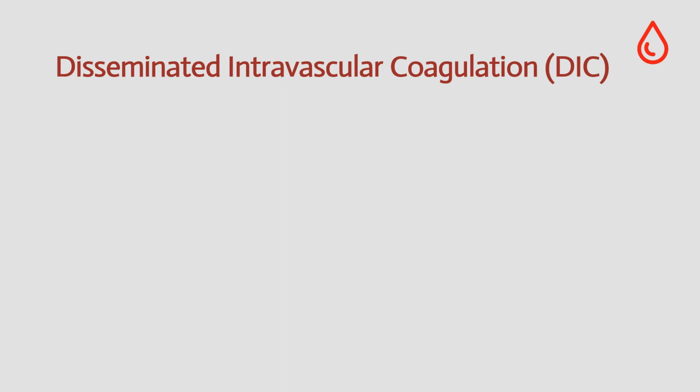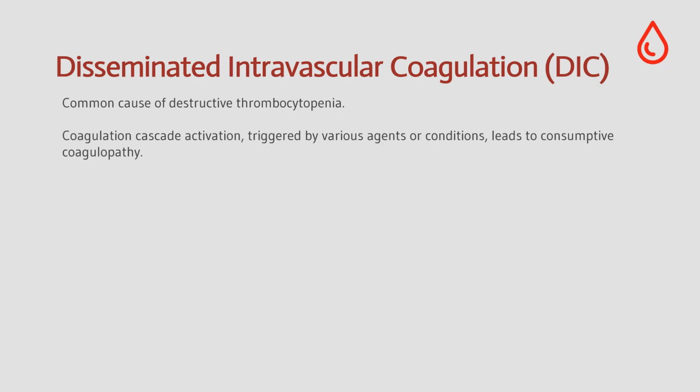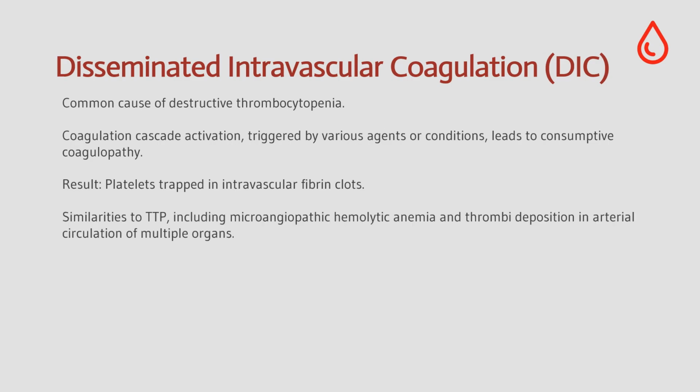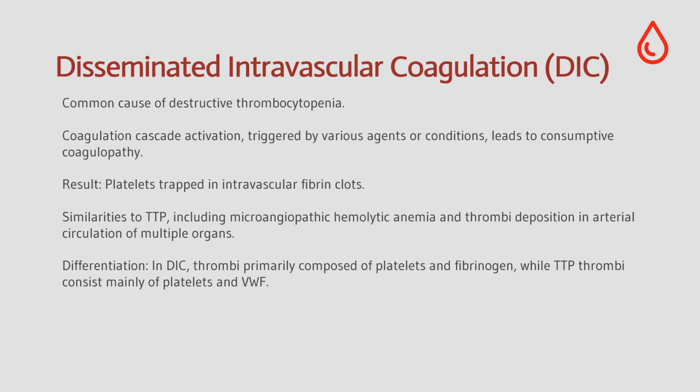Disseminated intravascular coagulation, DIC: activation of the coagulation cascade. It is a common cause of destructive thrombocytopenia. Coagulation cascade activation, triggered by various agents or conditions, leads to consumptive coagulopathy. As a result, platelets are trapped in intravascular fibrin clots. There are similarities to TTP, including microangiopathic hemolytic anemia and thrombi deposition in the arterial circulation of multiple organs. In DIC, thrombi are primarily composed of platelets and fibrinogen, while TTP thrombi consist mainly of platelets and VWF.